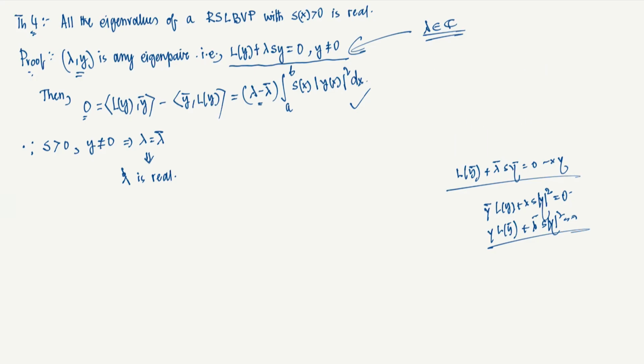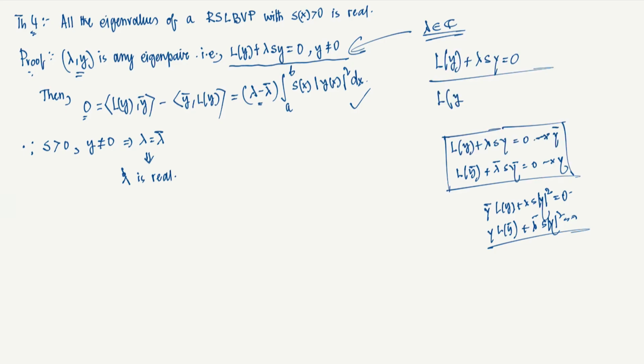Maybe I will leave it here for your understanding. Let us just leave it here. Okay, so what did we learn? That for regular Sturm-Liouville boundary value problems, if you are looking at just the eigenvalues, they are going to be real. Maybe I can do it in the next one. Okay, maybe I will do it here.